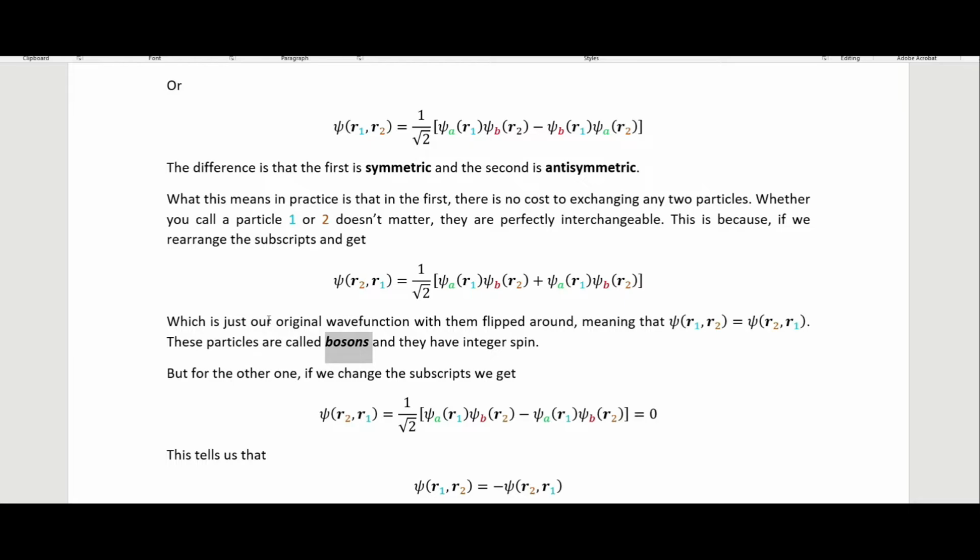And so if you have read a bit about popular science on this, you've probably heard of bosons. You maybe even heard of the Higgs boson and stuff like that.